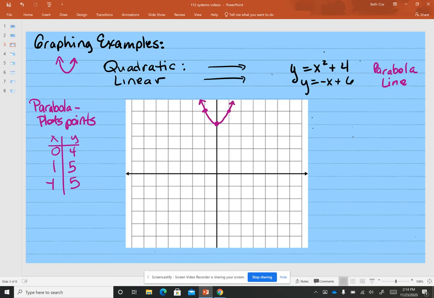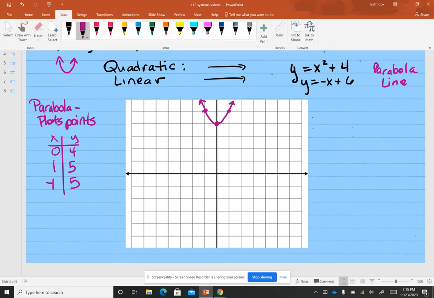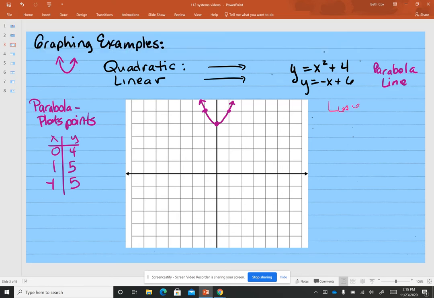Okay? Now, this next picture is a line. So for the line, I have y is equal to negative x plus 6. Now, if you remember how to graph lines, you can shortcut it. But again, probably most everybody doesn't remember, so I'm going to plot points.